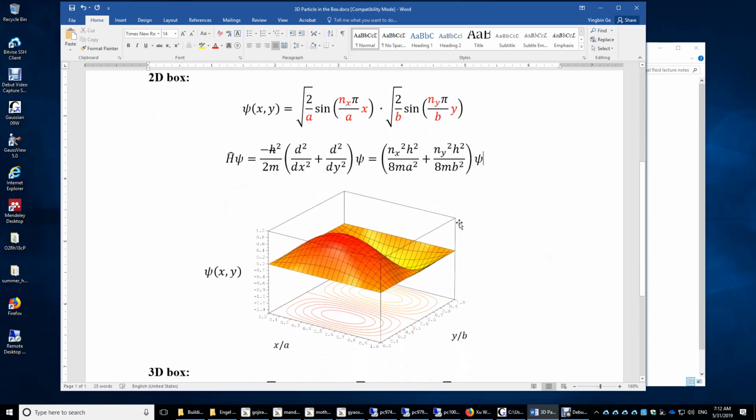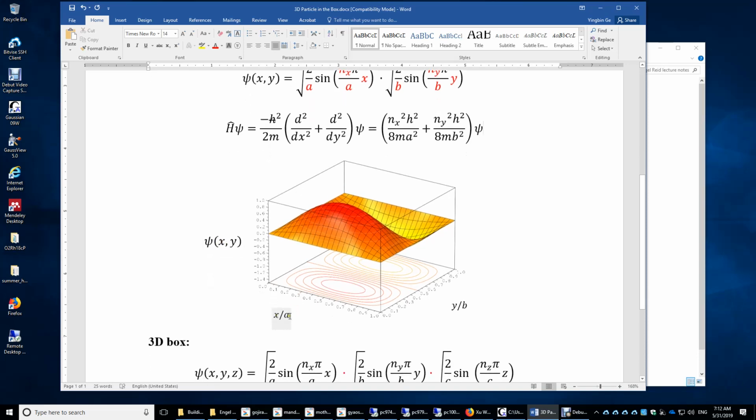And over here, this is the picture of the wave function of the particle in the two-dimensional box. We have x divided by a here, so this is from 0 to a in the x direction. And over here, this is y divided by b, so it's just in the y direction. You have from 0 to b over here. And this is the wave function.